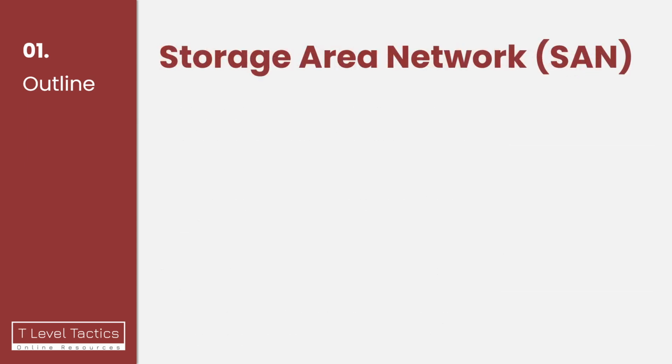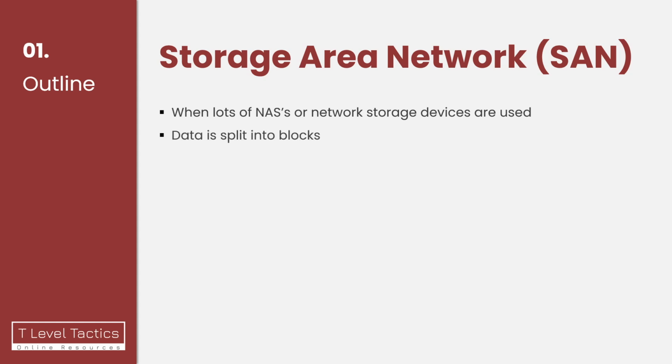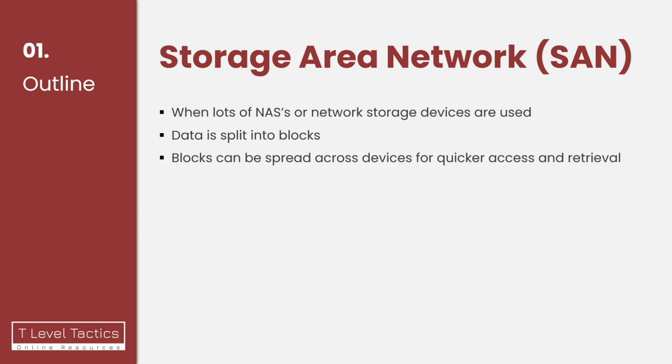Now, when you've got lots of NASes or network storage devices together, you can use a storage area network. You can create one of these. And on a storage area network, you can distribute the data over lots and lots of devices, and that data can be split into blocks. These blocks will be spread across devices, which makes it much quicker to access, retrieve, and usually to write the data as well. And storage area networks are usually connected with high-speed cabling, like fiber optics.